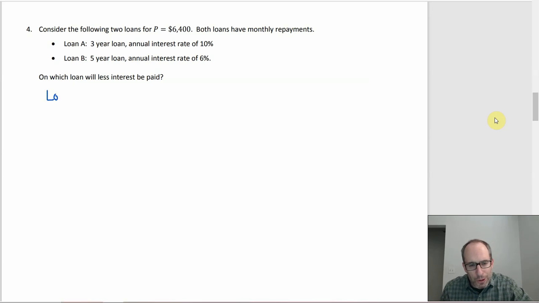All right, so loan A. Monthly payment, we'd have $6,400 for P times R, which is 0.1 over 12. And then that'll be over 1 minus 1 plus 0.10 over 12 raised to the power of negative 12 times 3, since it's a 3-year loan. And what you get for D is 206.51.